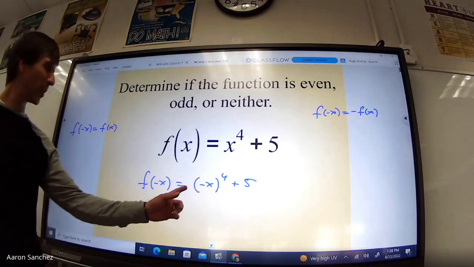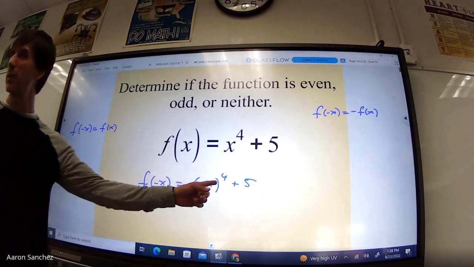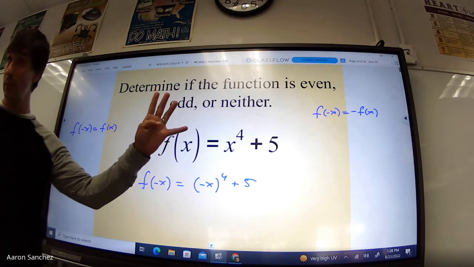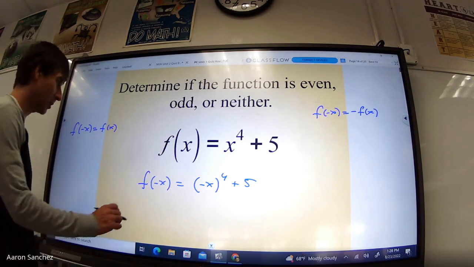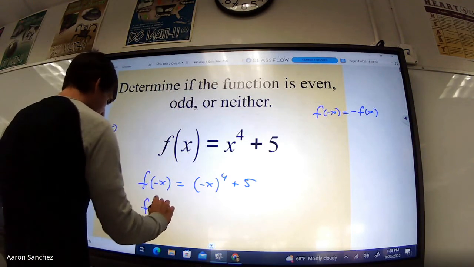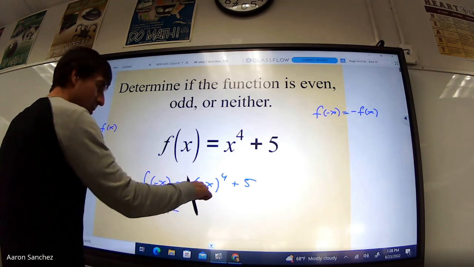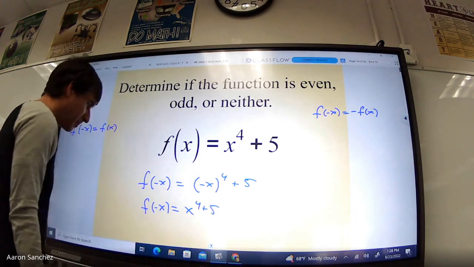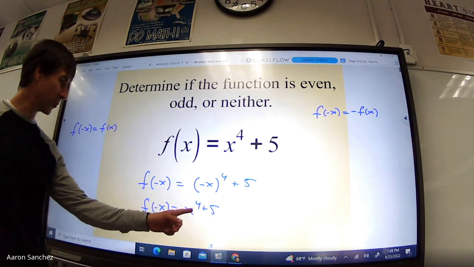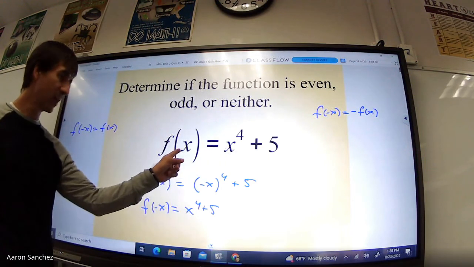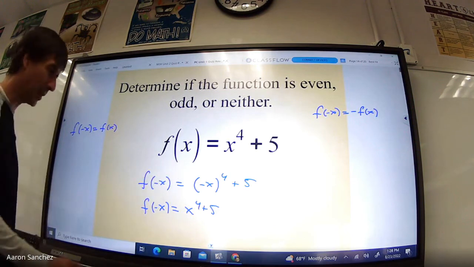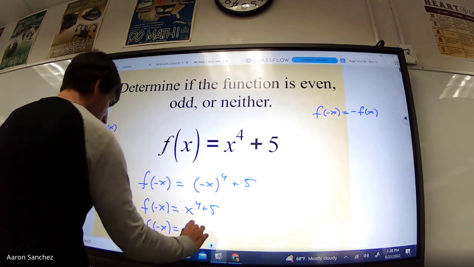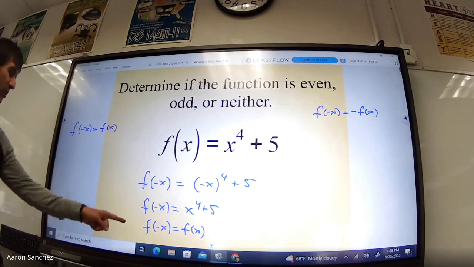You guys know if you square something, it ends up being positive, right? It's the same thing if it's an even exponent, it ends up being positive. So look here. f of negative x equals negative x times negative x times negative x times negative x, which is x to the fourth plus 5. That is f of x. So f of negative x equals f of x. Even, right?